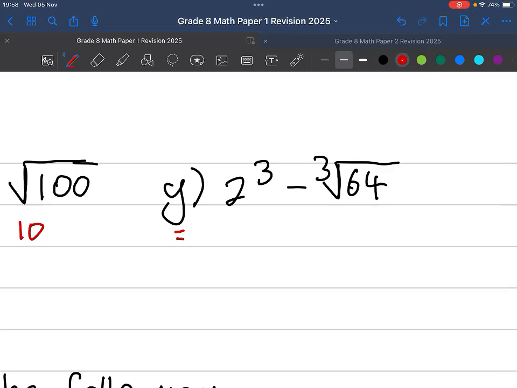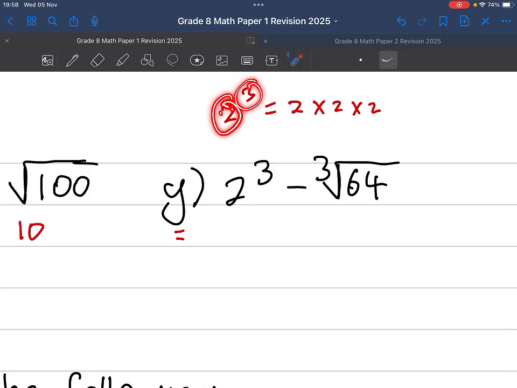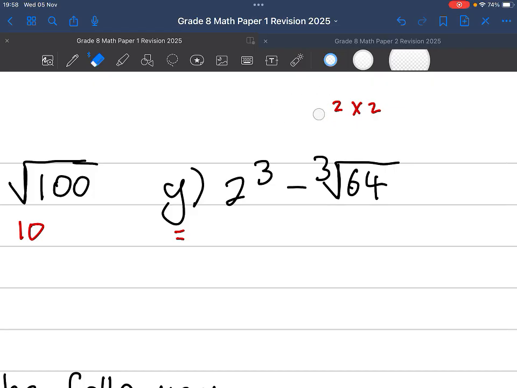2 cubed is 8. 2 cubed means 2 times 2 times 2. It's multiplying this number that many times. Taking 2 and writing it however many times this tells you. So taking 2 and writing it 3 times. So 1, 2, 3. And multiplying all of that. That is how 2 cubed works. So 2 times 2 is 4, and 4 times 2 is 8. It is not 2 times 3 equals 6. It is 2 times 2 times 2 equals 8.